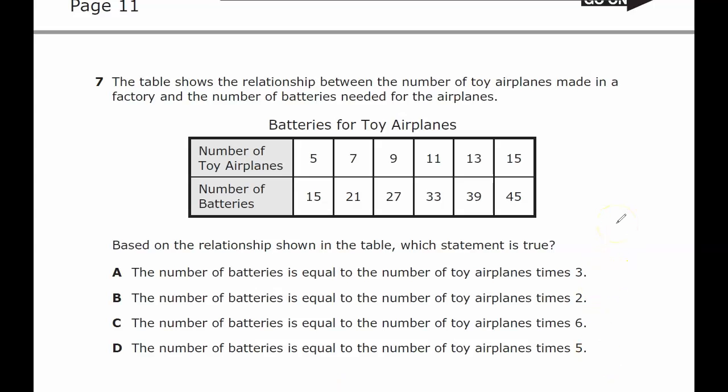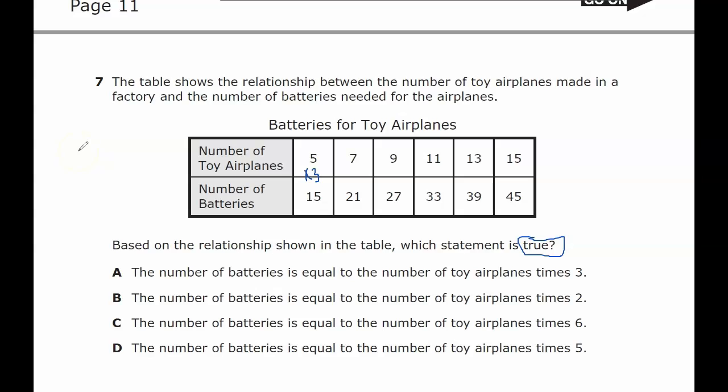The table shows the relationship between the number of toy airplanes made in the factory and the number of batteries needed for the factory. So right here we have an in and out table. Based on the relationship shown in the table, which statement is true? So we want to know how we're getting from 5 to 15, 7 to 21, 9 to 27, and so on and so on. So let's look at our answer choices. The number of batteries is equal to the number of toy planes times 3. Okay, so let's look at 5 times 3.